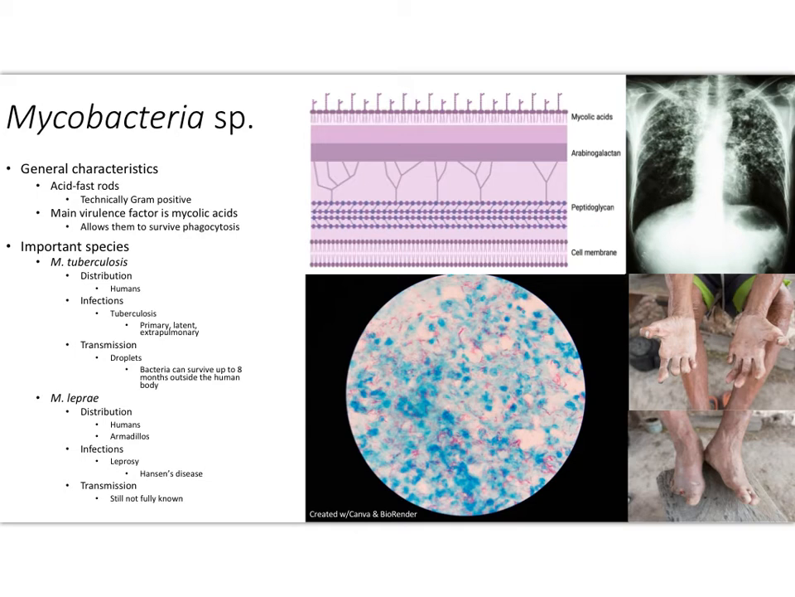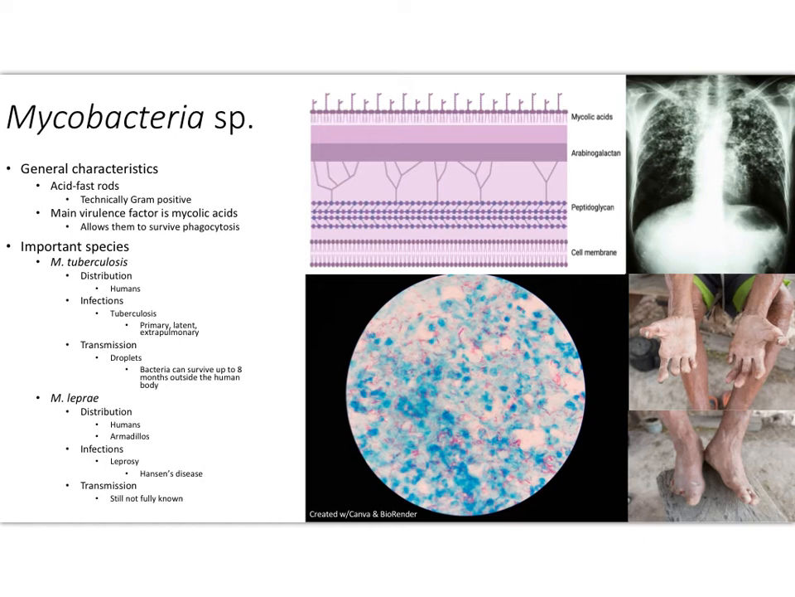So these organisms, while, like I said, they are technically gram-positive, the gram stain doesn't work on them because reagents like crystal violet and the iodine can't penetrate or make it through these mycolic acids. So we do have to use a special stain to dye these organisms. We use carbolfuchsin and we do the acid-fast procedure, which you guys have done in lab at this point, I imagine.